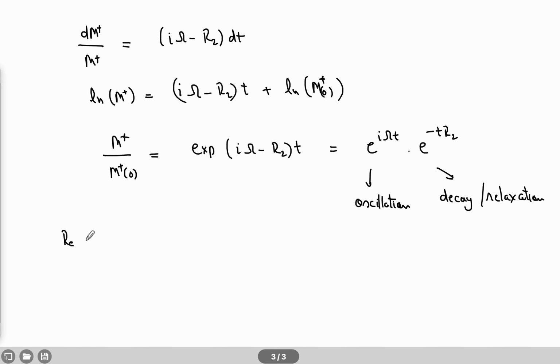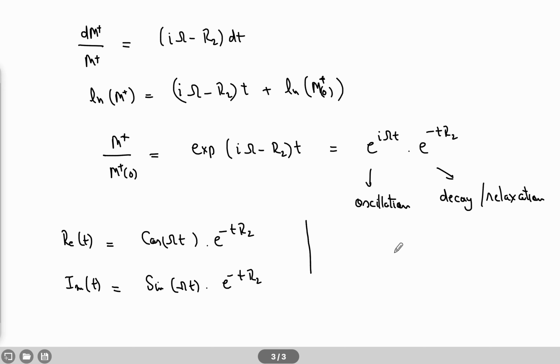So now if you break this complex into again the real part and the imaginary part, the real part of the signal can be written as cos of Omega t into e to the power minus t R2, and the imaginary part of the signal can be written as sine of Omega t into e to the power minus t R2. Okay, so now this last thing, how to plot this, and if you simply plot this, this will look something like this.